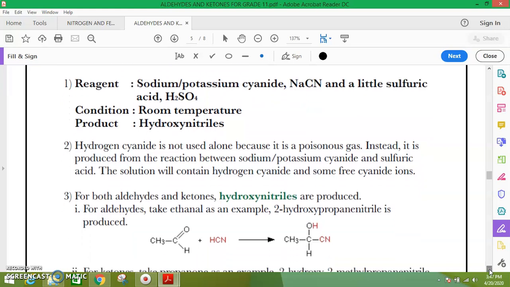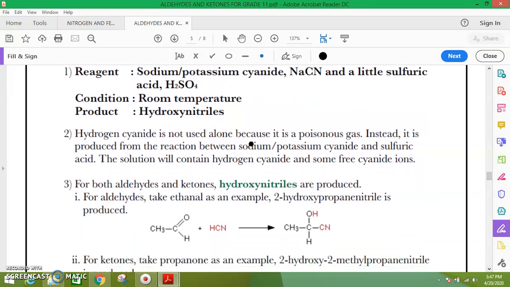Now hydrogen cyanide is not used alone because it is a poisonous gas. Instead, it is produced from the reaction between sodium or potassium cyanide. So we cannot use cyanide directly. We must use it with the metal, either sodium or potassium, in the presence of sulfuric acid. The solution will contain hydrogen cyanide and some free cyanide ions, meaning CN negative.